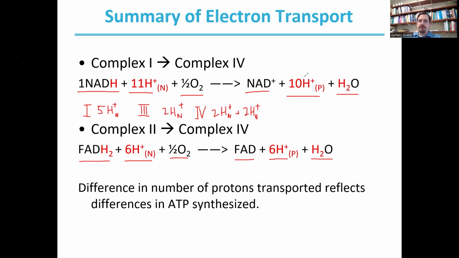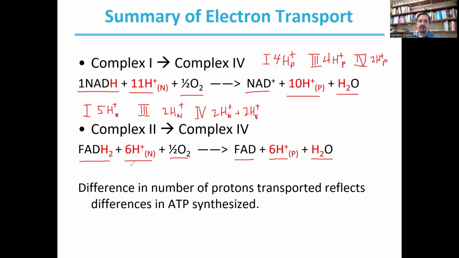As far as the protons that are produced on the intermembrane space side, complex 1 pumped those 4 protons out. Complex 3 released 4 more. This was from the 2 units of ubiquinol that each released their protons onto the intermembrane space side. And then complex 4 had 2 more protons that were pumped out as we reacted our oxygen and produced water.